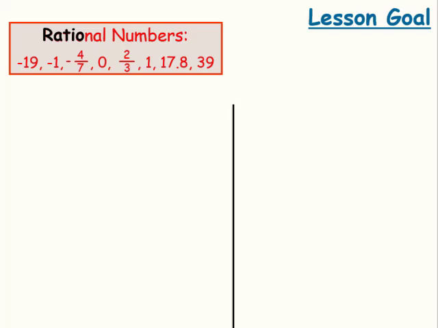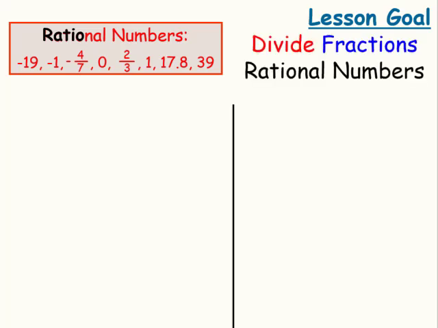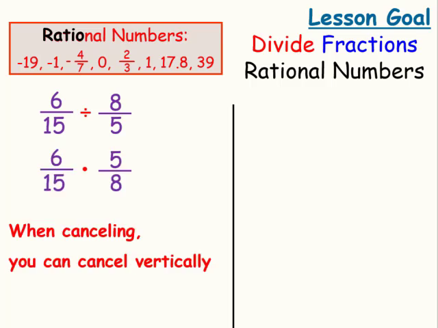Our lesson goal for today will be to divide fractions, rational numbers. When we're dividing rational numbers, it's going to be very similar to when we're multiplying rational numbers. We're going to have 1 to 2 extra steps. The first step is to rewrite the divisor, in this case, 8 over 5 as 5 over 8. And we're going to change the division into multiplication.